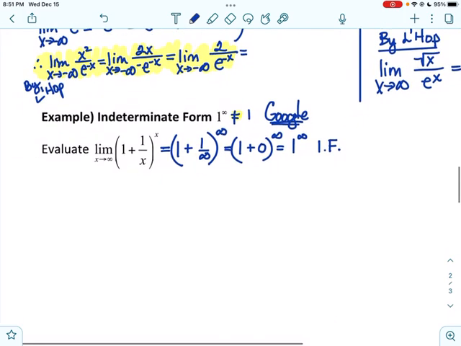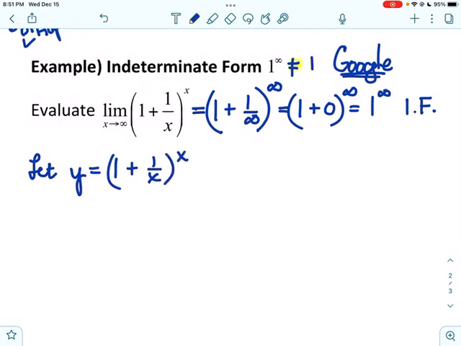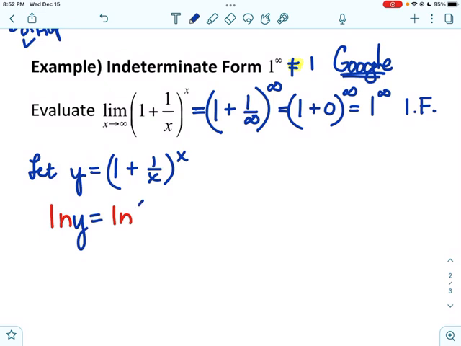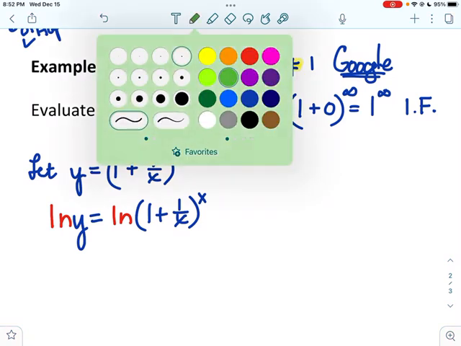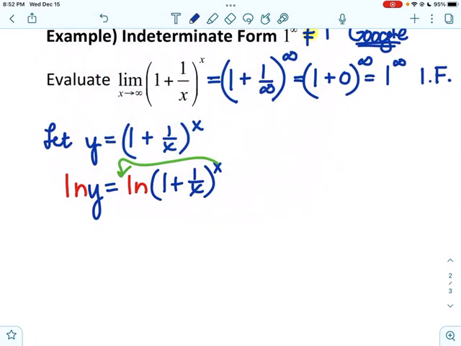Remember logarithms, right? So we're going to be using logarithms for this. So we're going to start, and we're going to say let y equal 1 plus 1 over x to the x power. Okay? Now, we're going to take the logarithm of both sides of this. So we're going to say the ln of both sides, right? So it's going to be the ln of y is equal to the ln of the quantity 1 plus 1 over x to the x power. Then we're going to whoop this x out front, right? And you know how to do that. Okay, so now we get ln of y is equal to x times ln of 1 plus 1 over x.